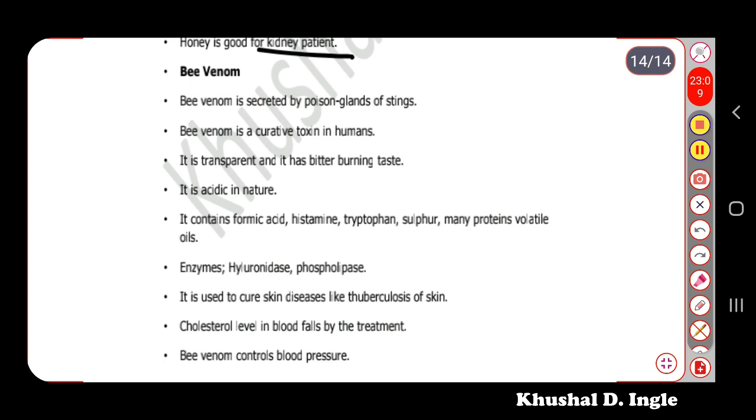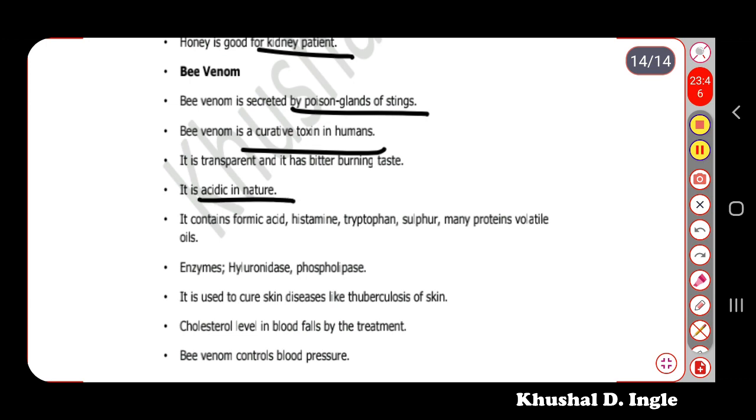About bee venom. Not only honey is used by humans, but bee venom is also used by humans for various purposes. So one by one we will learn about this. Bee venom is secreted by the poison glands of the sting. We have already seen that bee venom is actually secreted by the poison gland of the poison apparatus of the sting. Now bee venom is a curative toxin in humans. It is transparent and has a bitter burning taste. It is acidic in nature.